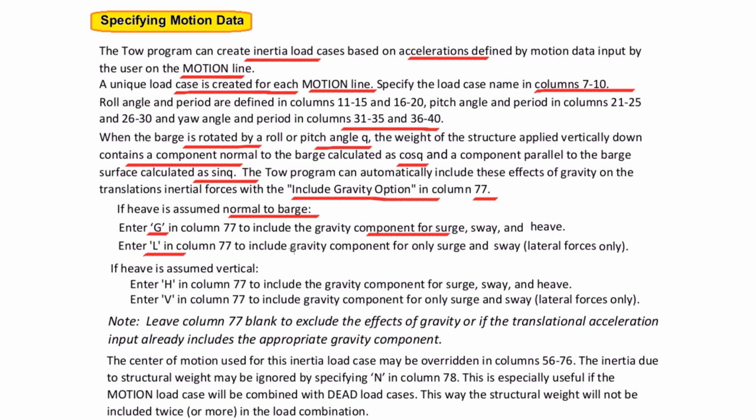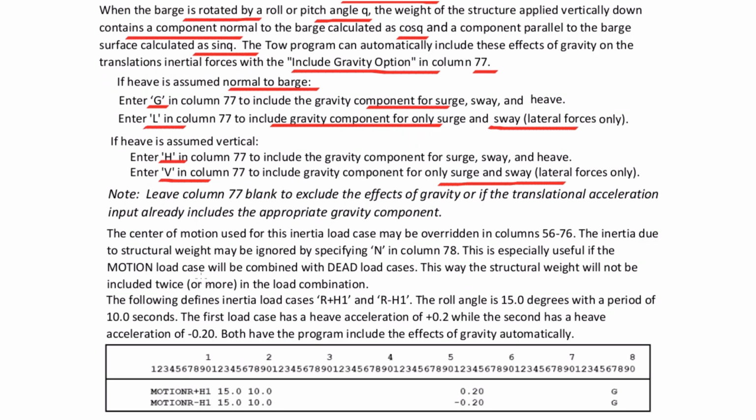Enter L to include the gravity component only for surge and sway, lateral forces only. If heave is assumed vertical, enter H in column 77 to include the gravity component of surge. Enter V to include only the surge and sway, lateral forces only. Leave column 77 blank to exclude the effects of gravity, or if the translational acceleration input already includes the appropriate gravity component.